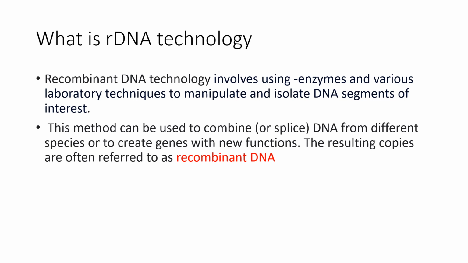The resulting copies are often referred to as recombinant DNA. So simply, what is recombinant DNA? It is a process where we use enzymes to isolate and manipulate DNA. We combine the DNA of the gene of interest with that of microorganisms. The product, two pieces of DNA combined from two different species, is what is referred to as recombinant DNA technology, simply recombining pieces of DNA from different species.